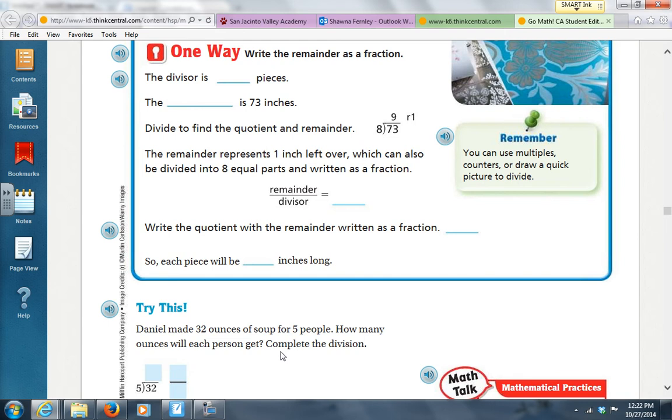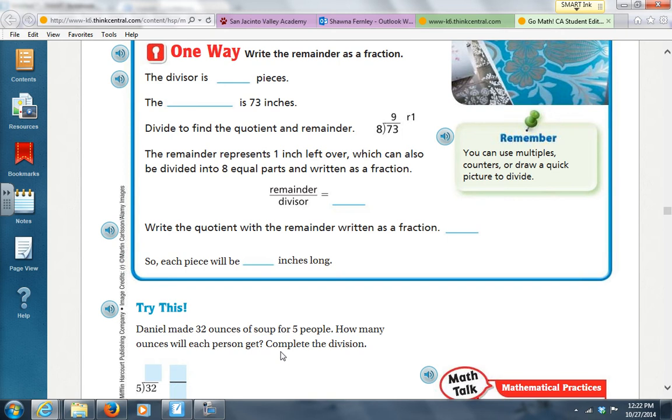And the blank is 73 inches long. That is the dividend. The divisor is on the outside of the house. The dividend is on the inside of the house. What's on the outside? Divisor. What's on the inside? Dividend. You can think of on the inside as end. Inside and end have the same sound.